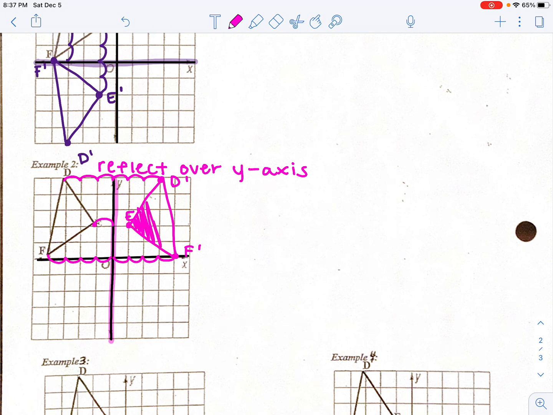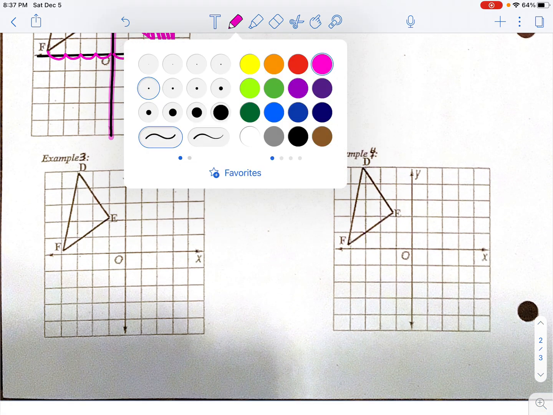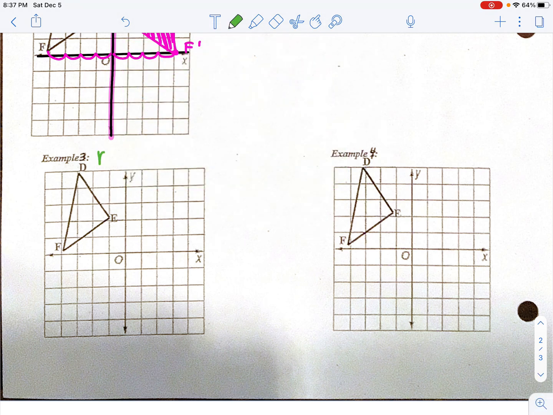If it helps you, I sometimes will do this too. I will highlight the new image there, so I just know that that is my new image. That is my image rather than my pre-image. We're going to do 2 more. All right, the next one here, example 3, we're going to reflect over the line y equals 1.